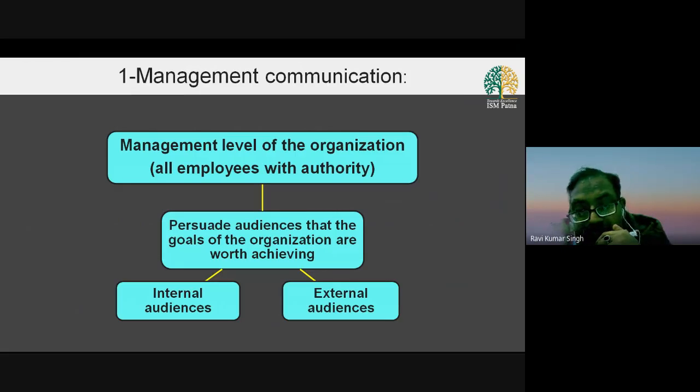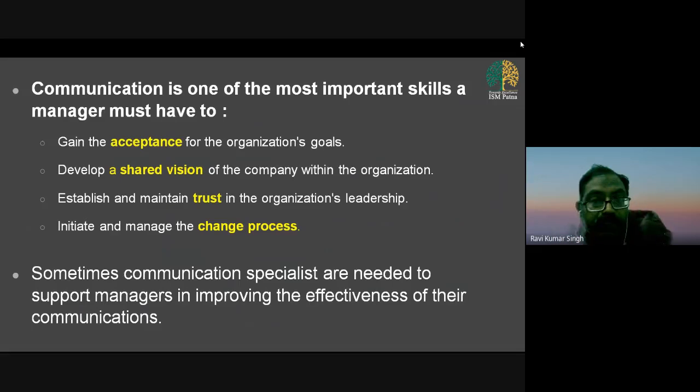Why do they have to communicate? They have to convince internal as well as external audiences to achieve the goal of the organization. They have to persuade these kinds of audiences to achieve the goal of the organization. So now let's understand why managers have to communicate, because communication is one of the most important skills.